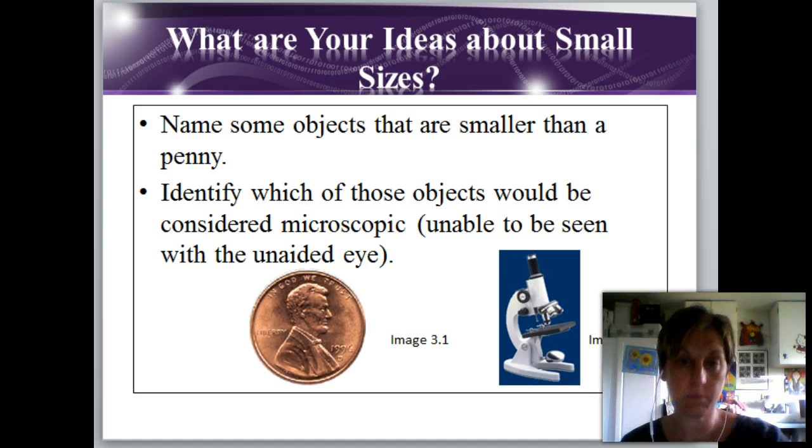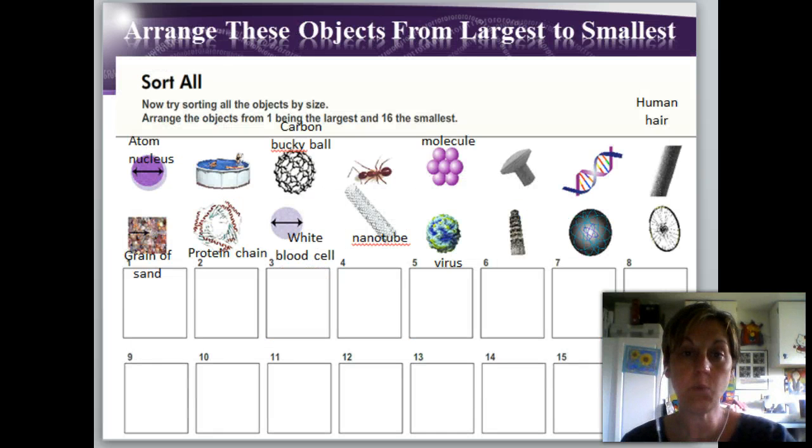Okay, so now that you've come up with those, let's think a little bit about those things. What we're going to do is use a link in order to sort these objects from the largest to the smallest. So 1 would be the largest object and 16 would be the smallest.